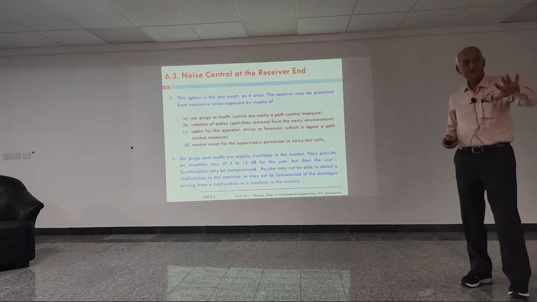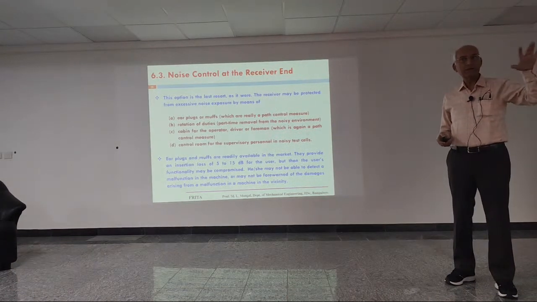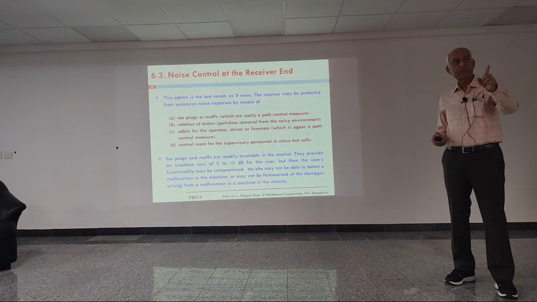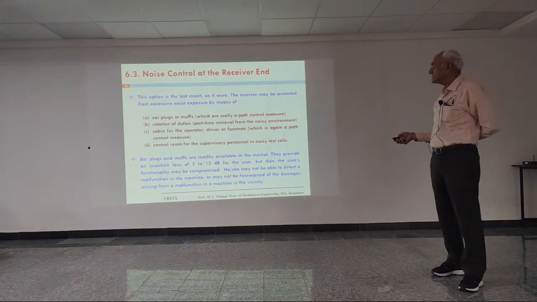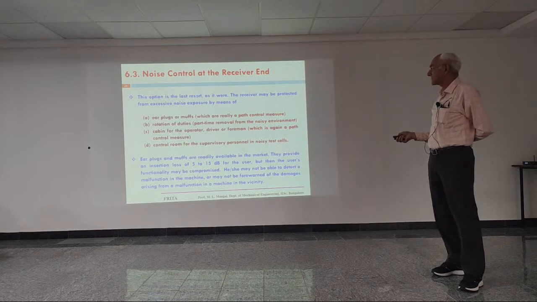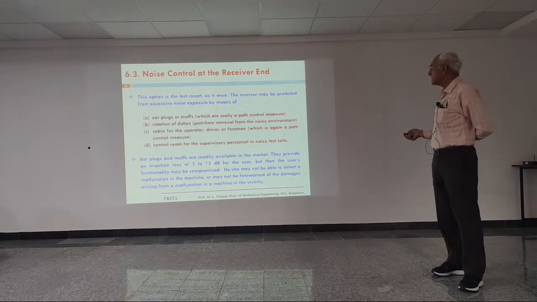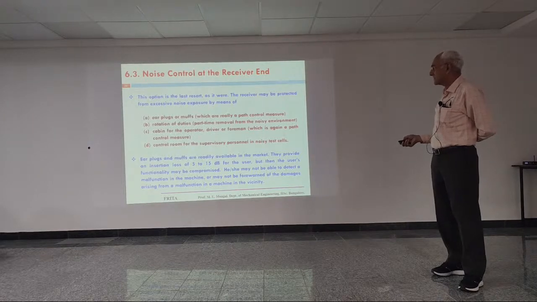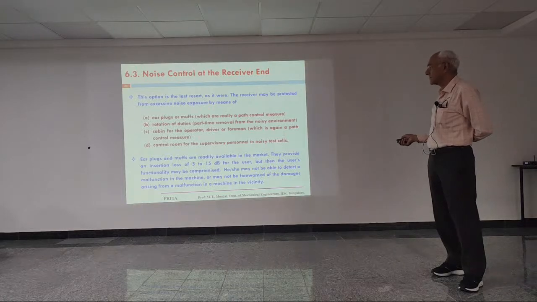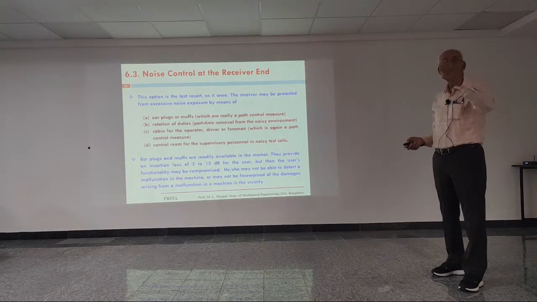Now we talked first about noise control at the source, then noise control in the path. Now I'm coming to the last one, noise control at the receiver end. This option is the last resort as well. The receiver may be protected from excessive noise exposure by means of earplugs or muffs, which are really popular to use and easily available in the market.